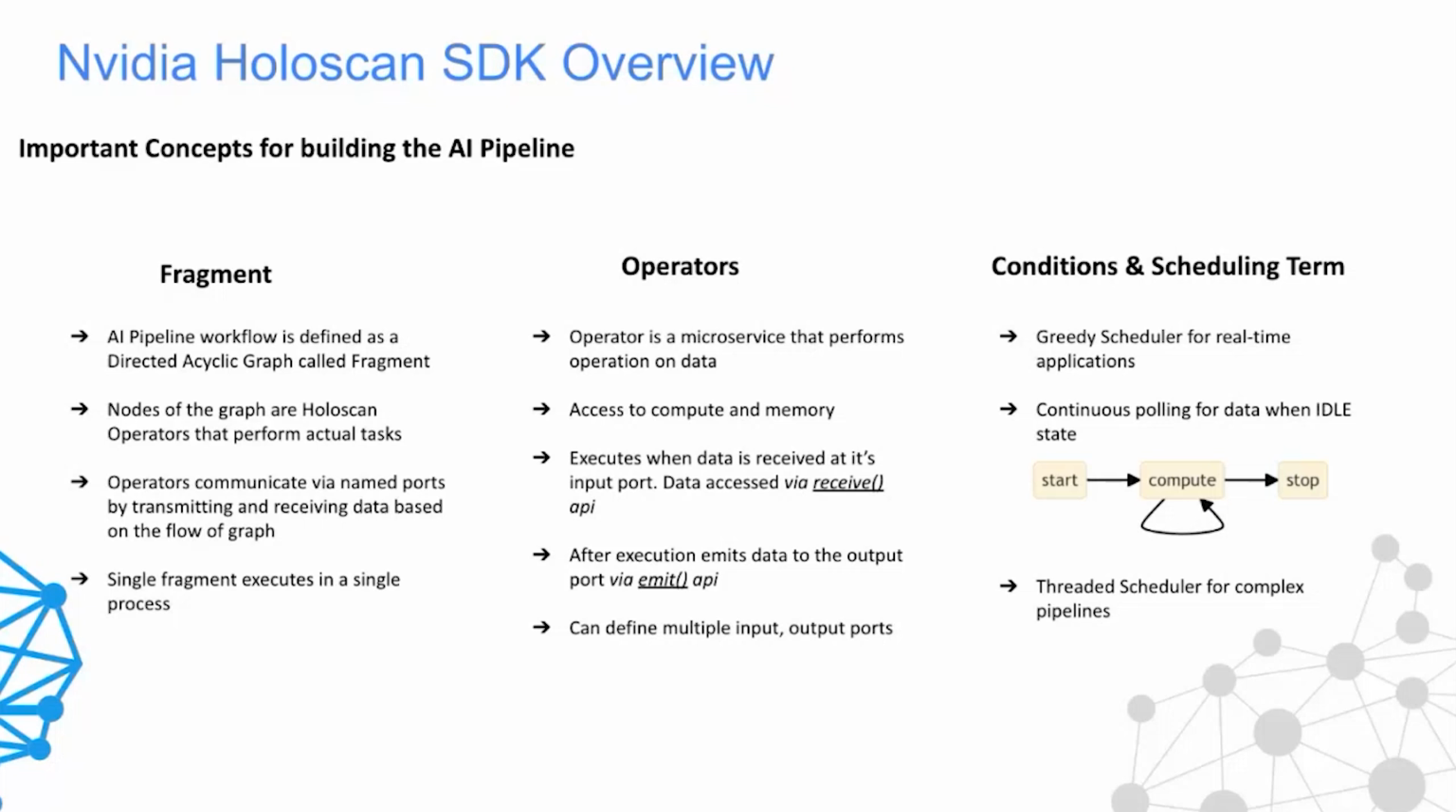It is very important to know that the default scheduler is the greedy scheduler, where it will continuously poll the compute method for new data. There is also a threaded scheduler for complex pipelines where you want to offload some of the work to the background. This is also possible using the scheduling term.